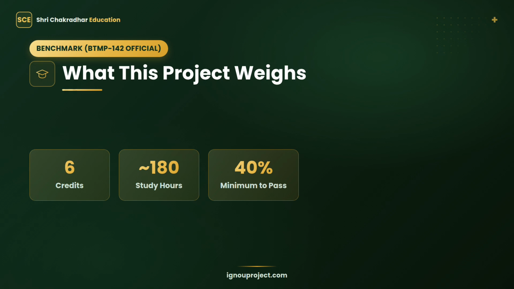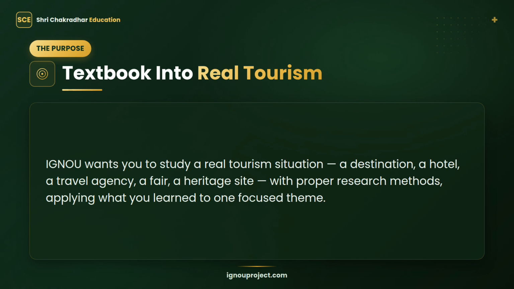Now, what is this project? It is a compulsory guided research project, a capstone. As a benchmark, the closest official tourism project, BTMP-142, is a 6-credit course worth roughly 180 study hours, needing a minimum of 40% to pass. Treat BTMP-146 as the same kind of serious, single-subject project, and confirm the exact credits and word count in your booklet. Its purpose is practical.